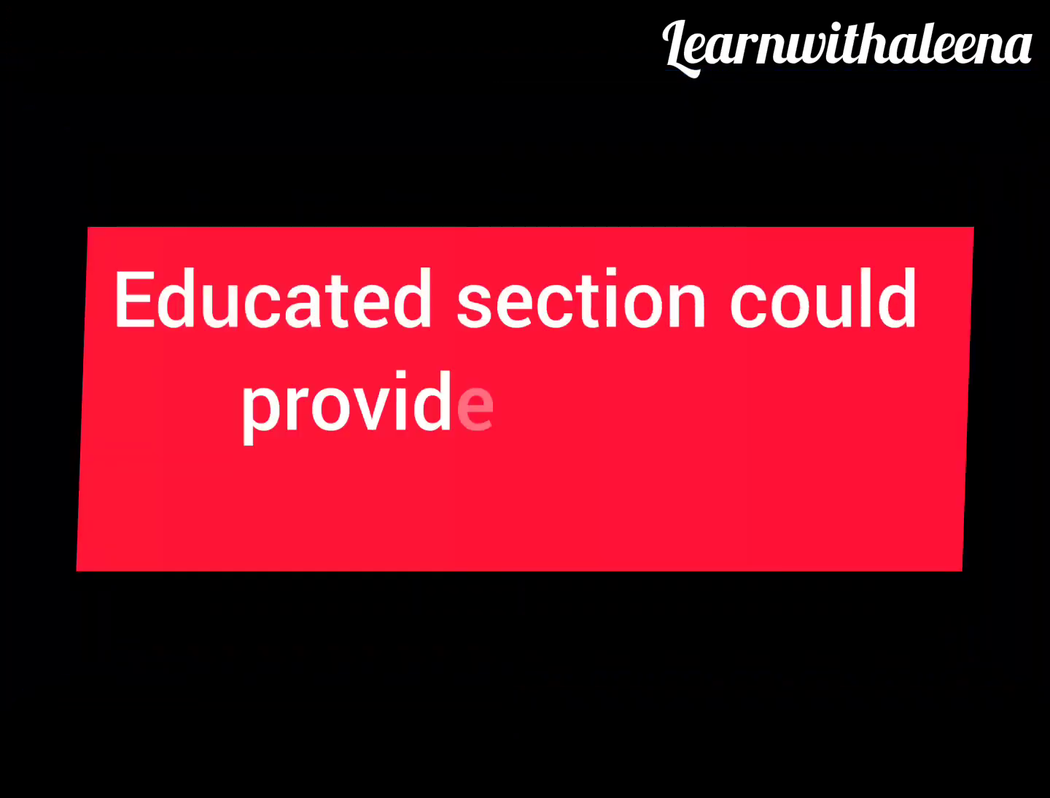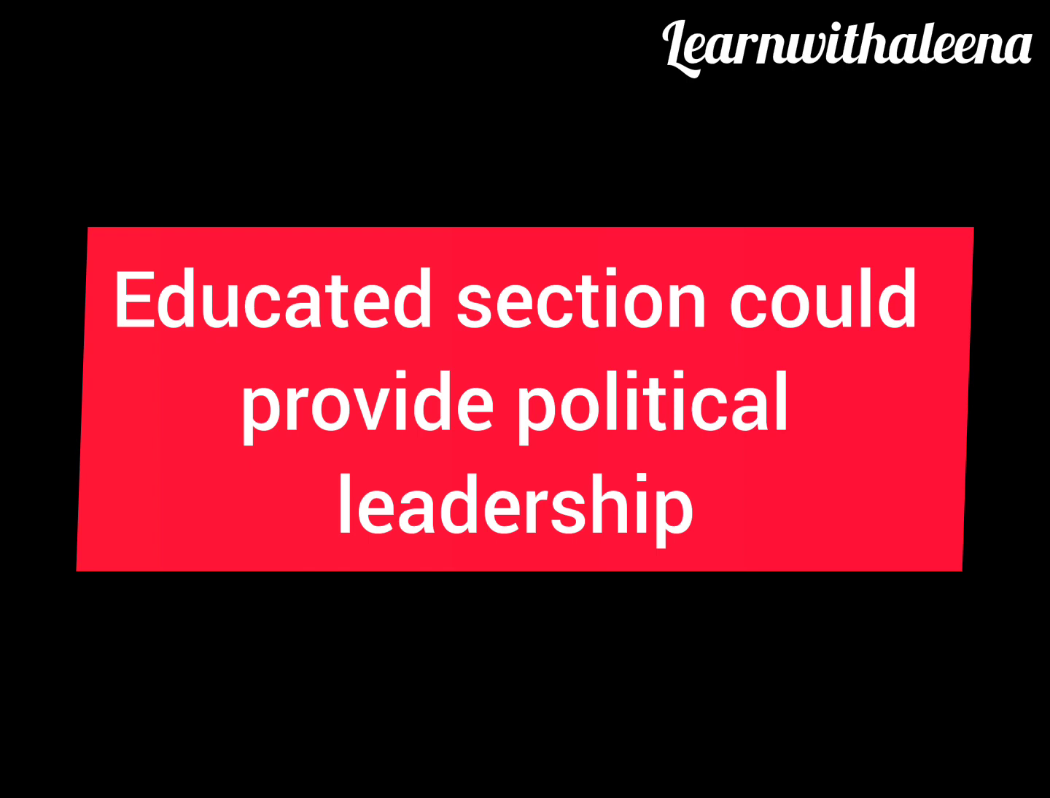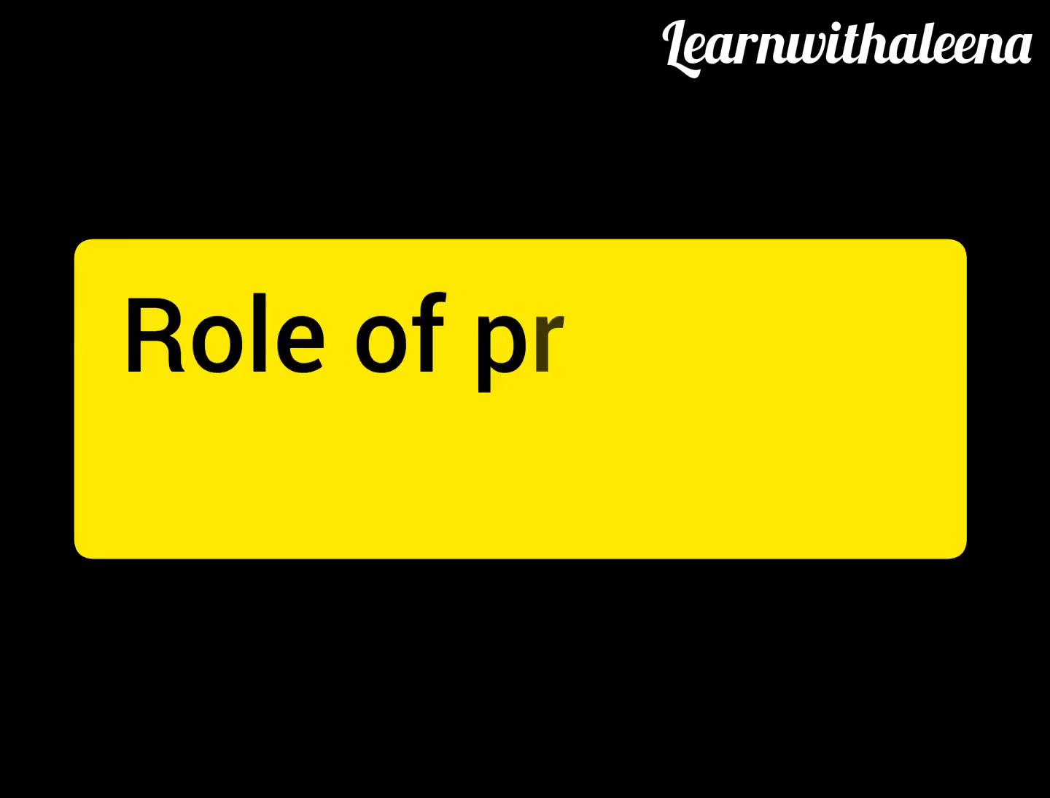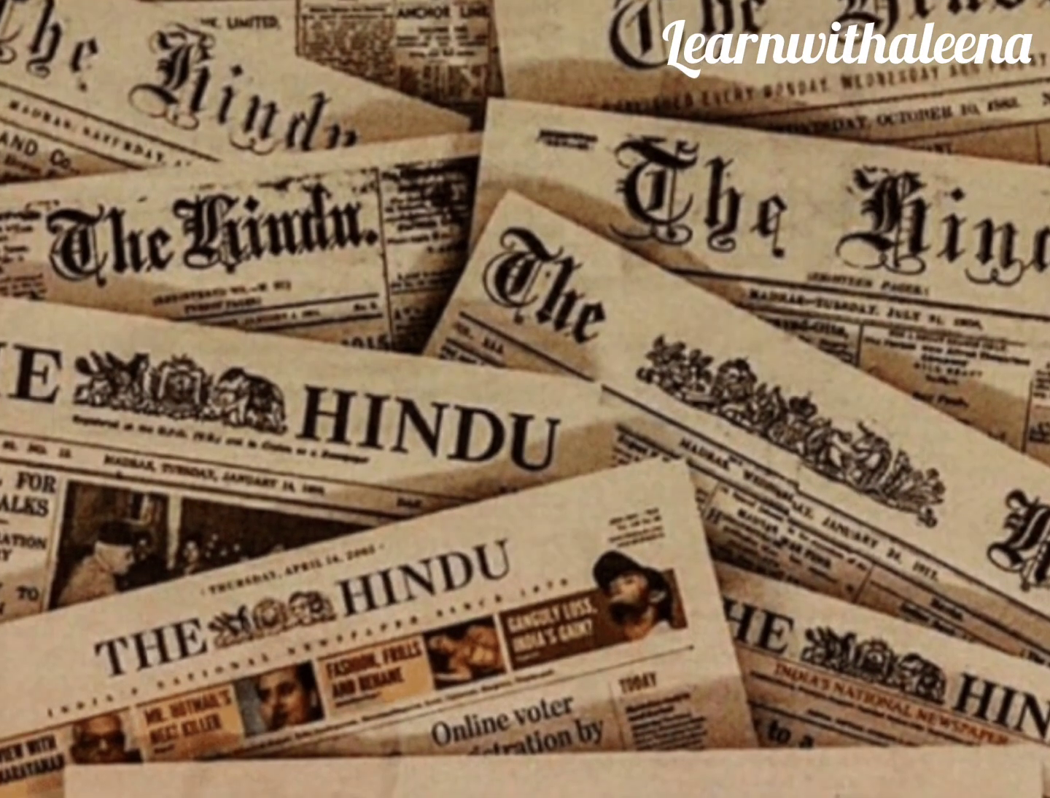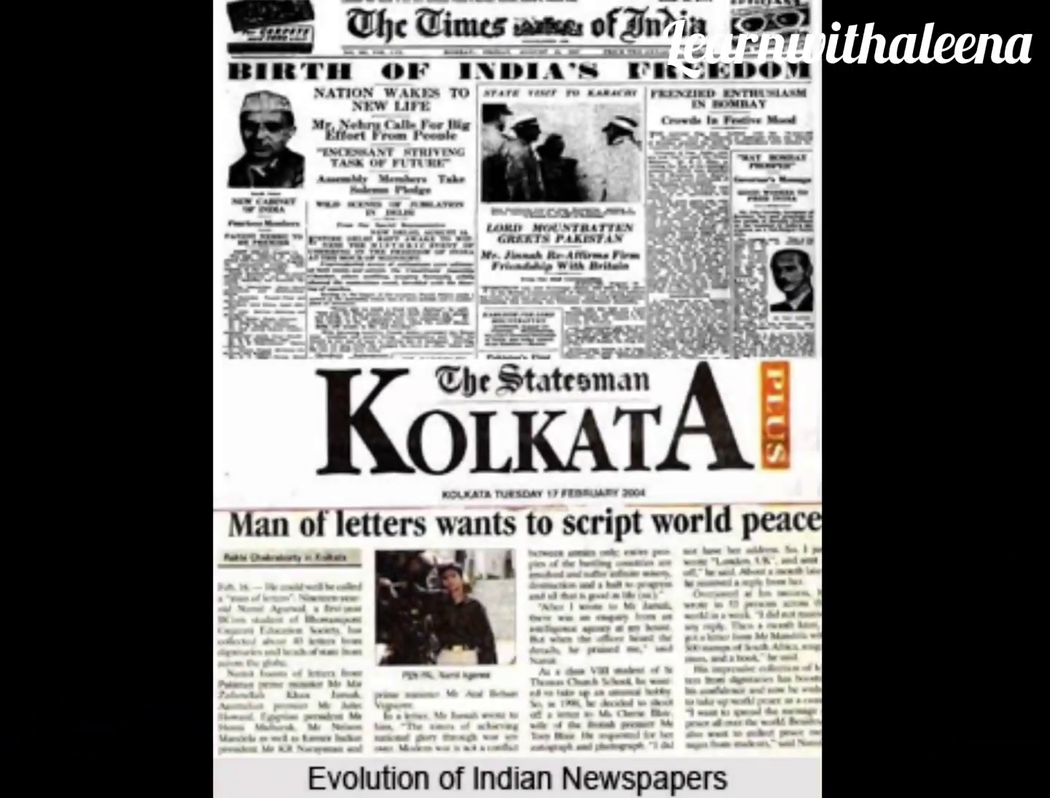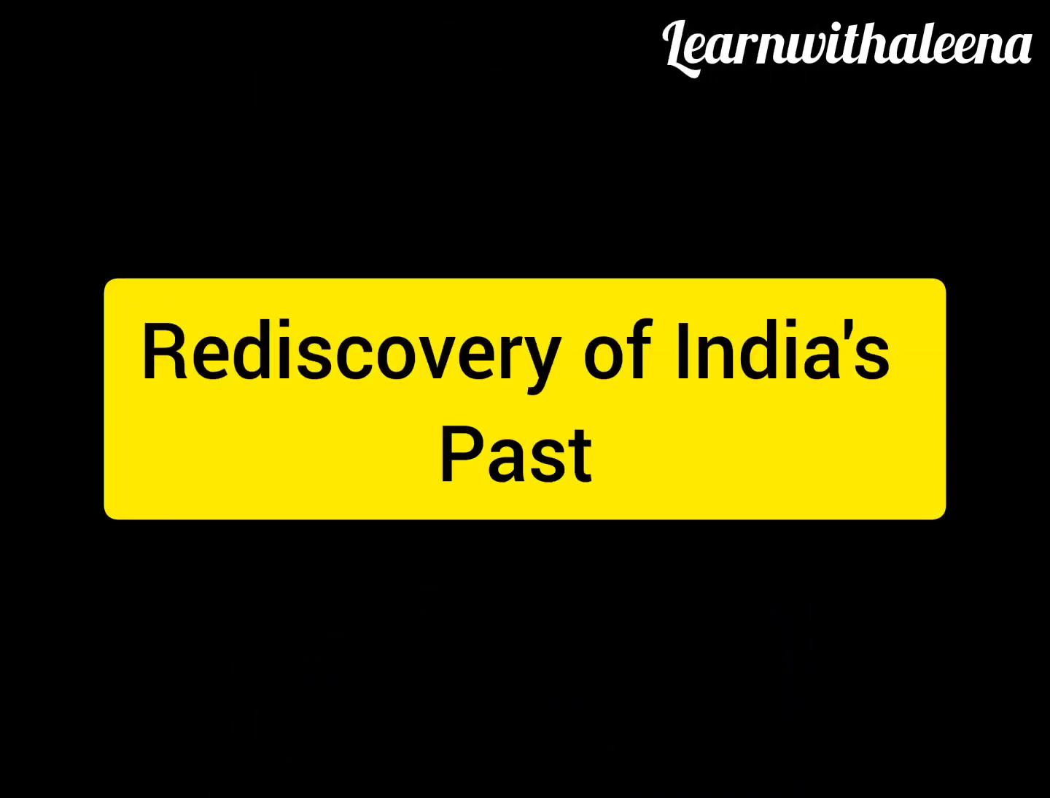It was this section which provided leadership to the Indian political associations. Role of press and literature. In 1877, there were about 169 newspapers published in vernacular languages, and their circulation reached the neighborhood of 1 lakh. The newspapers, journals, pamphlets, and the nationalist literature helped in the exchange of political ideas among nationalist leaders from different regions.